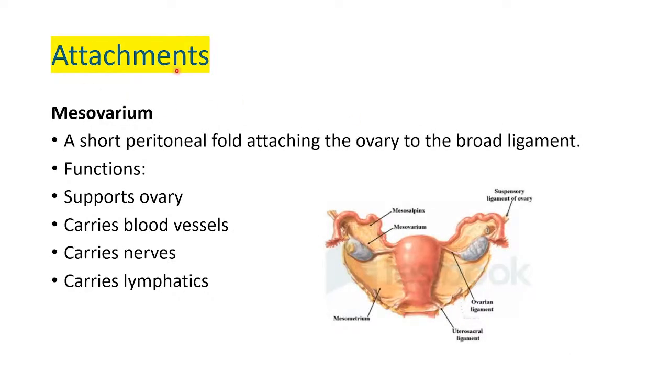So the attachments of the ovary: we've got the mesovarium, a short peritoneal fold attaching the ovary to the broad ligament. That's the mesovarium that we have there. Functions of the mesovarium: it supports the ovary, carries the blood vessels, carries nerves, and carries the lymphatics.